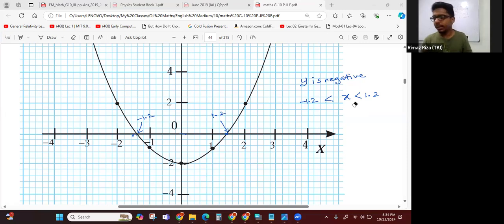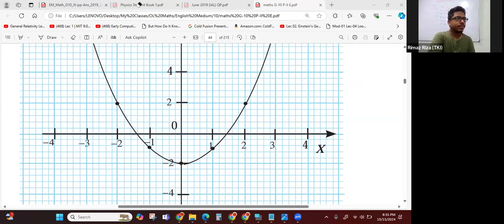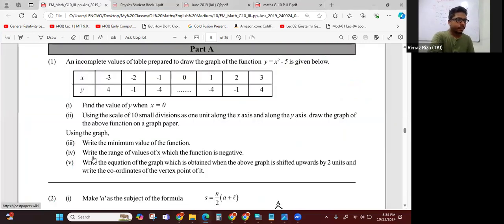Okay, same argument, same logic you can use for that question. Here, write the range of values of x for which the function is negative. So using the graph, you have to see from where to where the graph is negative. And Roman numeral 5: write the equation of the graph which is obtained when the above graph is shifted upward by 2 units, and write the coordinates of the vertex point of it.